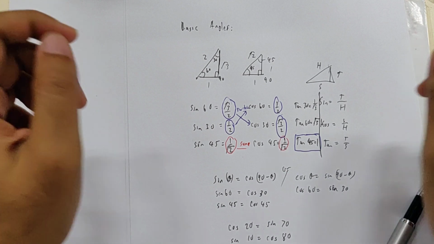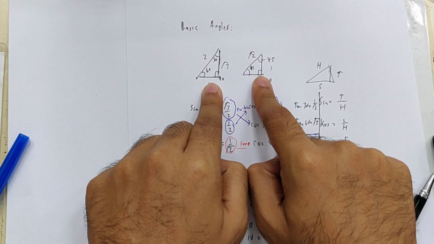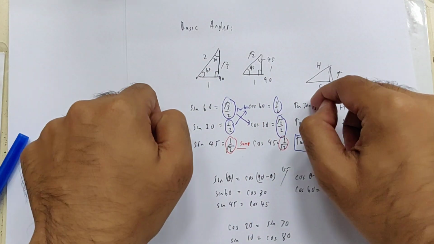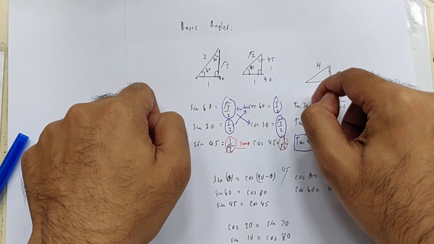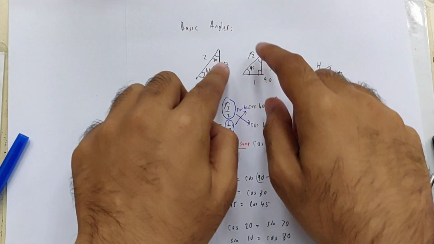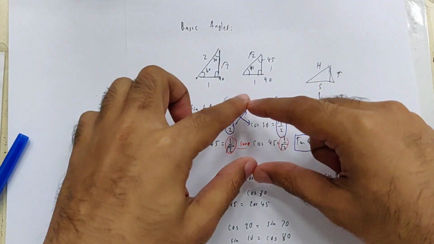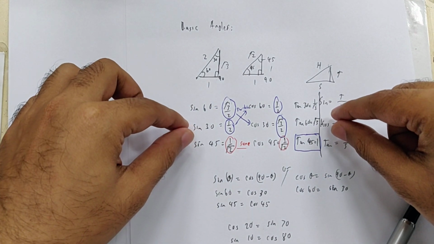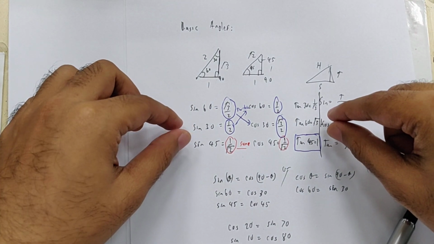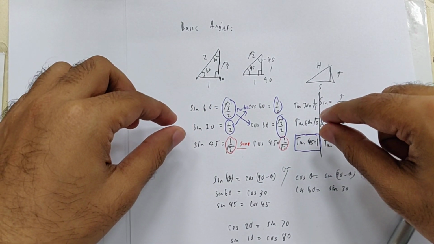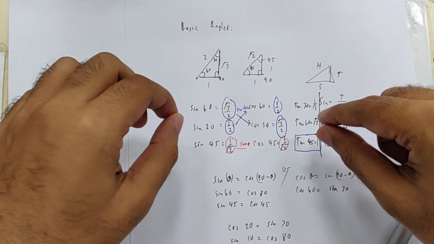Some people say, sir, I want to memorize the triangle, and then I draw this thing. I say, that's fine. Some people say, sir, I have difficulties with the triangle, I think I want to memorize this table, this list. And I said, that's fine as well.